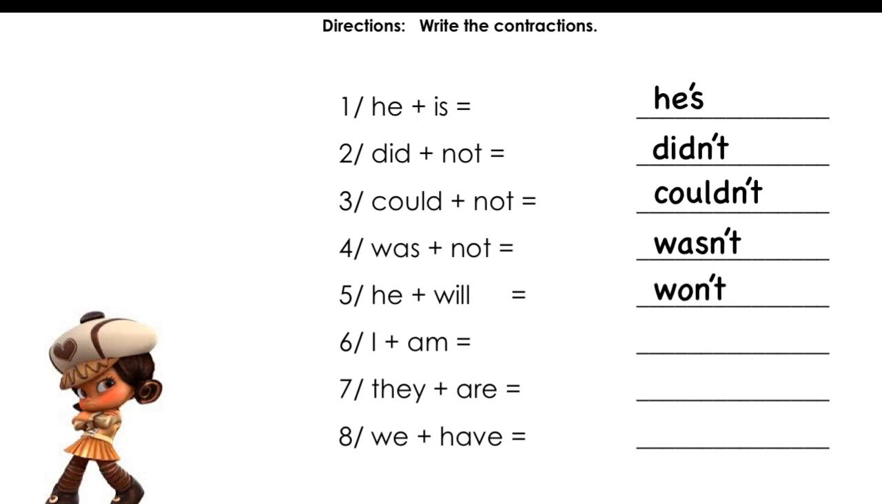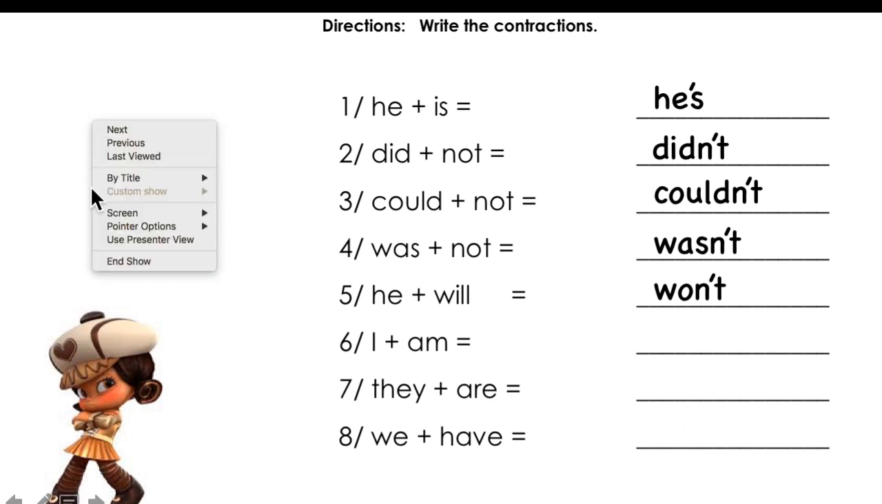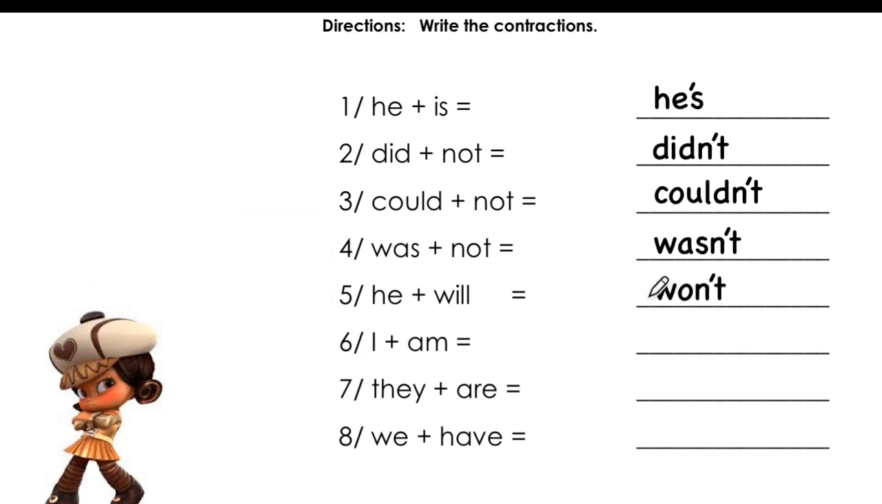He and will, oops, that is wrong. I didn't see that well. Okay, that is wrong. He, we will copy he, right? And then which letters do we take from will? W and I. So replace them with an apostrophe and copy what is left.